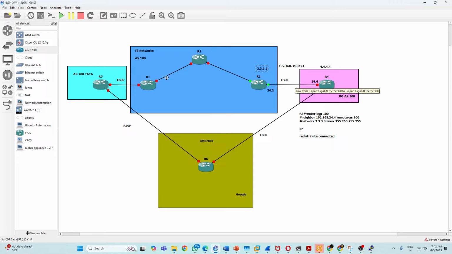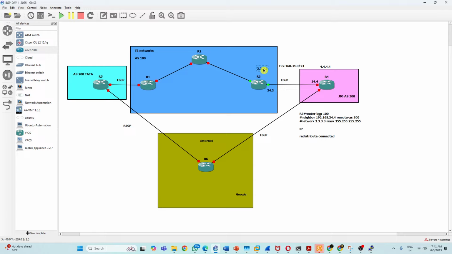How are these networks converted? There is NAT. You already know NAT, right? That converts from private to public and public to private IP addresses. That is for the LAN network side. But in real-world BGP, the point-to-point IP addresses are public IP addresses.